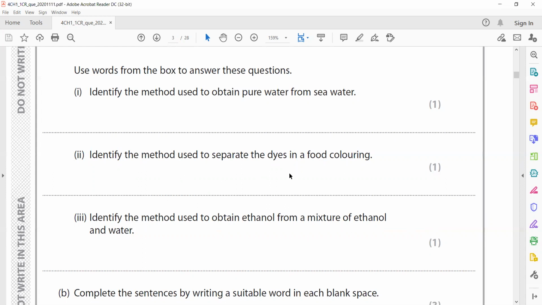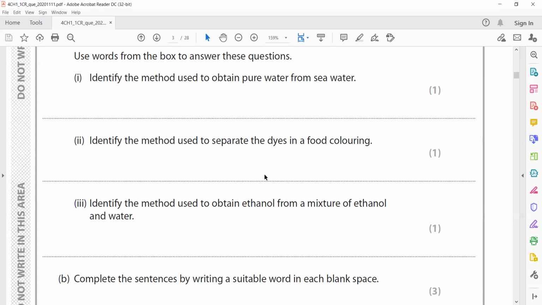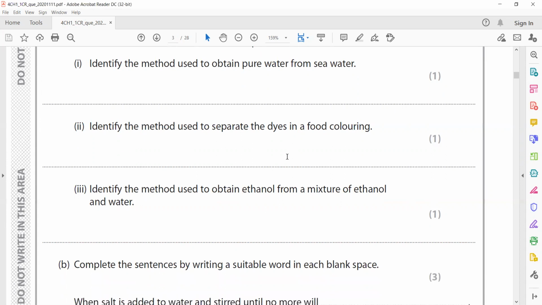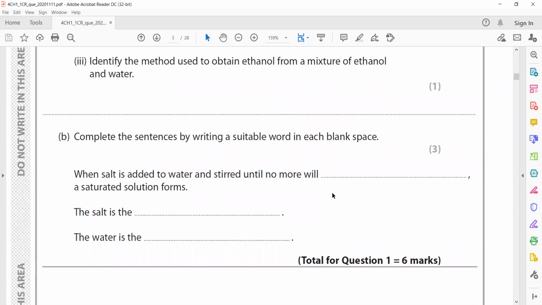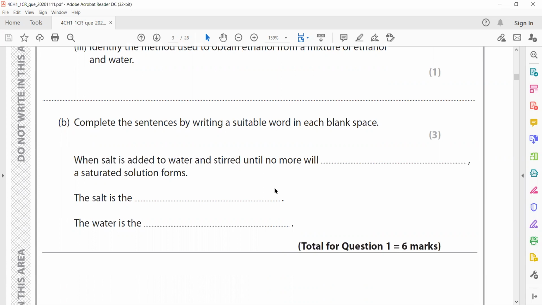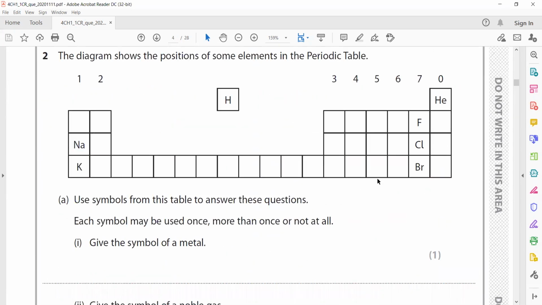Method used to separate dyes, food colors, so we will use chromatography. Identify a method used to obtain ethanol, two miscible liquids, so we use fractional distillation. Complete the sentence by writing a suitable word. When salt is added to water, stir until no more dissolves, a saturated solution forms. The salt is the solute and water is the solvent.